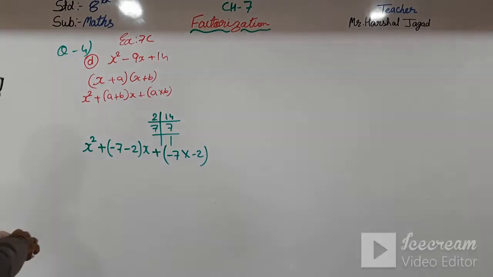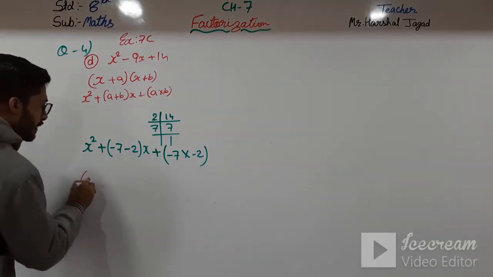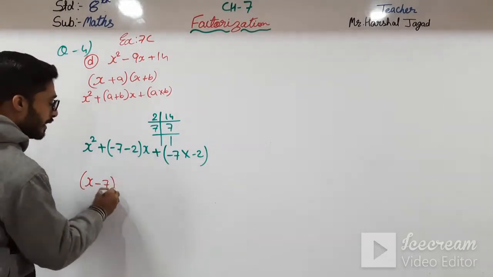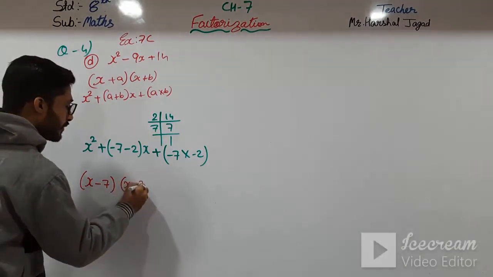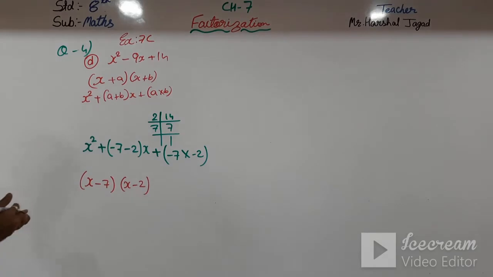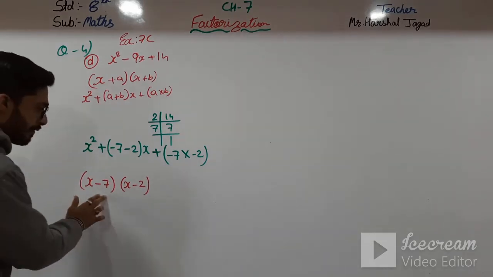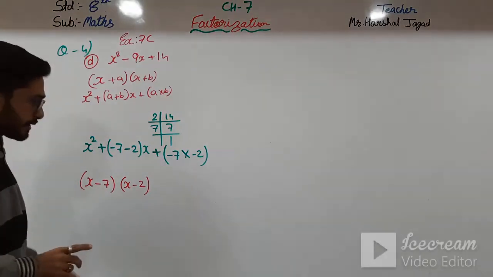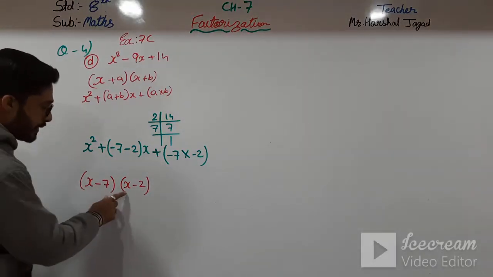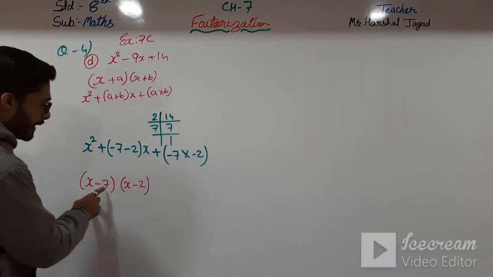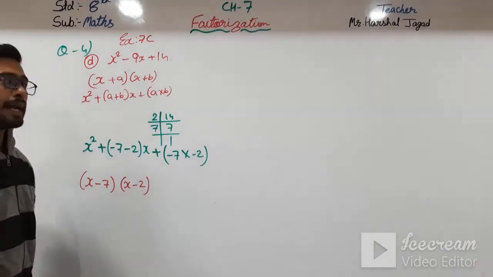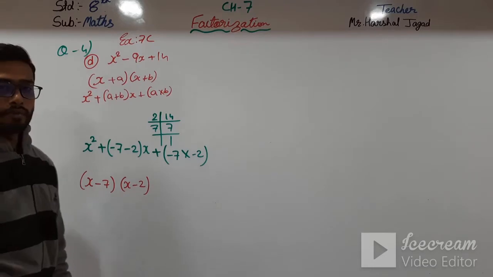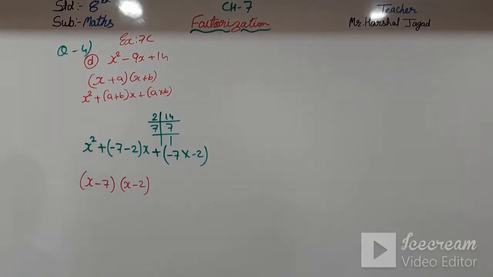So we can write this as x minus 7 and x minus 2. Yes, students? You can also verify this by multiplying x with this bracket and then minus 7 with this bracket, and you will get your answer, which is x square minus 9x plus 14. Okay, this is your first sum.